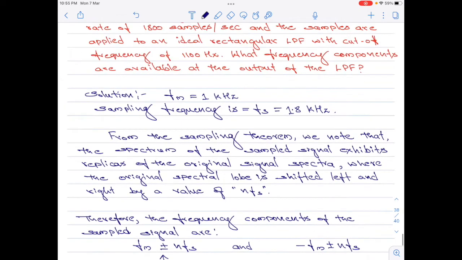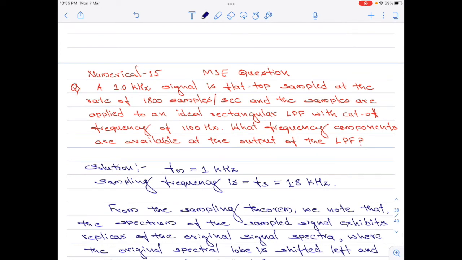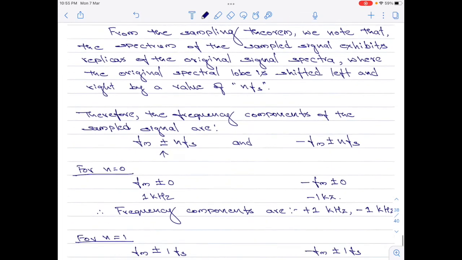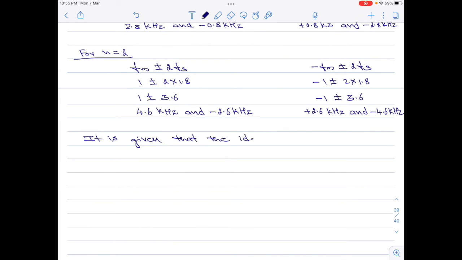Let us come back to the numerical and see that the cutoff frequency of the ideal rectangular low pass filter is given as 1.1 kilohertz. I'll write it down here. Since we are asked to find the frequencies that appear at the output of this rectangular ideal low pass filter, we simply identify those frequency components of the sampled signal which are either less than or equal to the cutoff frequency of the ideal rectangular filter.